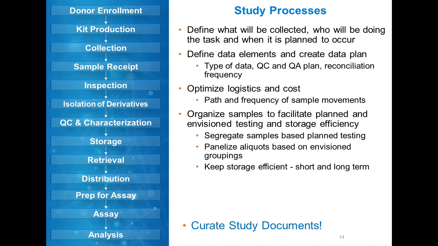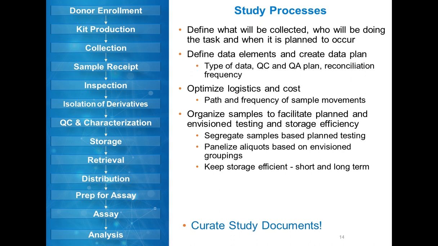And on the left here, you see the normal processes that a sample will go through from the time a donor is enrolled and that initial collection happens all the way down through analysis. When you're planning out your process, really the first questions to ask are what's going to be collected, who's going to be doing the tasks associated with that collection, and when is it planned to occur.